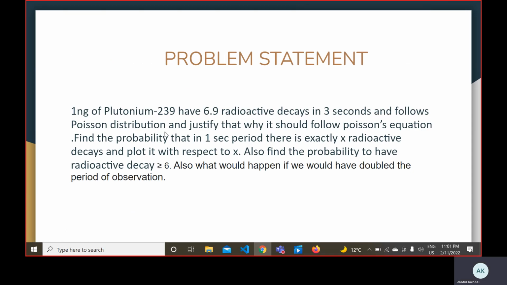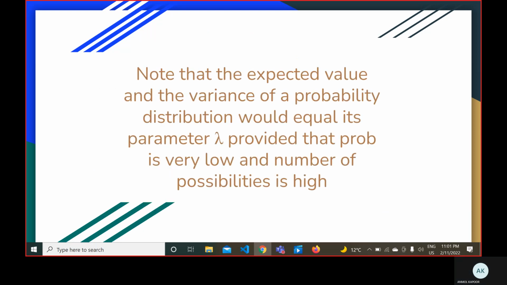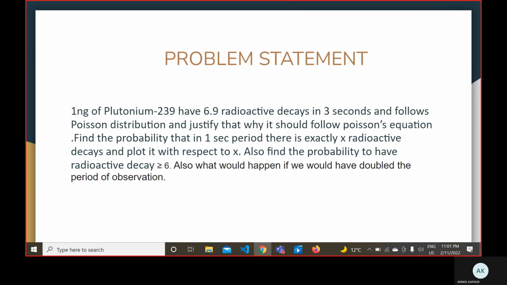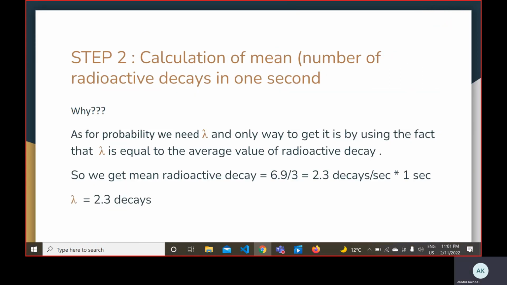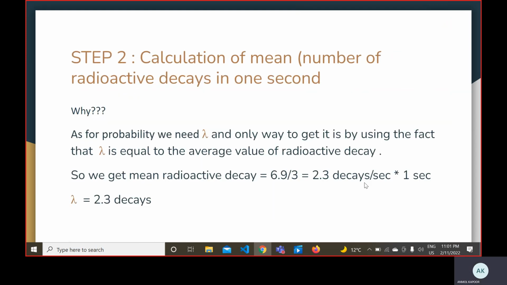We are asked to calculate probability that in 1 second period there is exactly x radioactive decays, and we have to plot it with respect to x. So seeing this formula, if we put small x in place of small i, we'll get e to the power minus lambda into lambda power x upon x factorial. Here, lambda has to be found out. From this slide, it is written that expected value or the variance of probability distribution would be equal to lambda. Here, we were given that 6.9 radioactive decays happen in 3 seconds. So in 1 second, we have 2.3 decays. So lambda comes out to be 2.3.